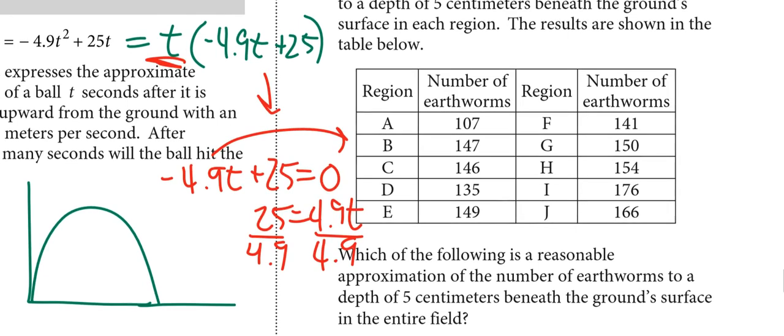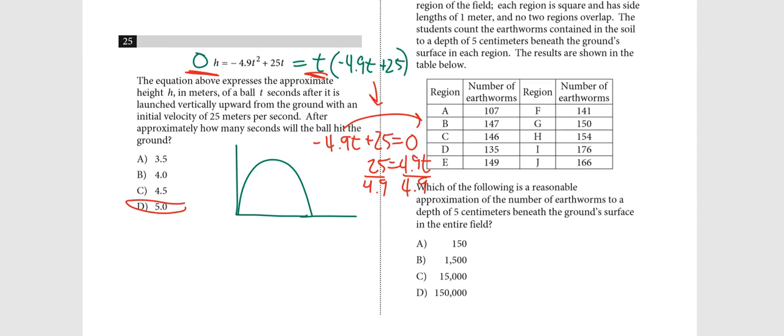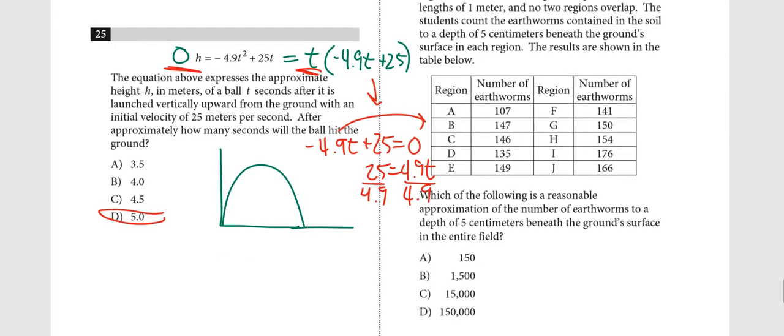Which of the following is a reasonable approximation of the number of earthworms to a depth of 5 centimeters beneath the ground surface in the entire field? Okay, look at those numbers. Look at the number choices that they give you. Now, look up here at these numbers. I don't need you to average them together.